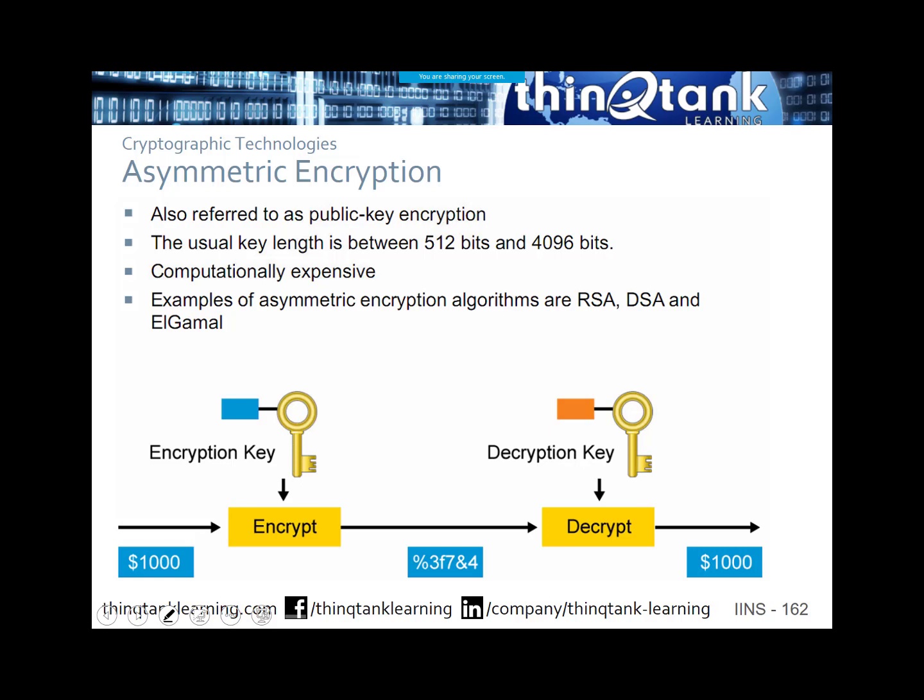So if my goal is to hide this data, this would be the public key of the recipient. This would be the private key of the recipient. If my goal is to digitally sign this data, this would be the private key of the sender. This would be the public key of the sender. All right?